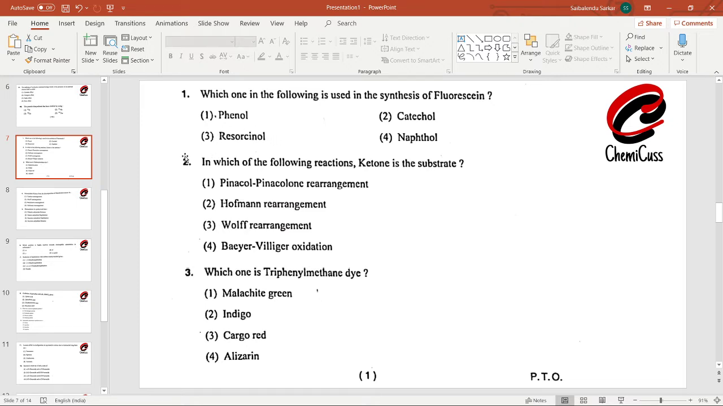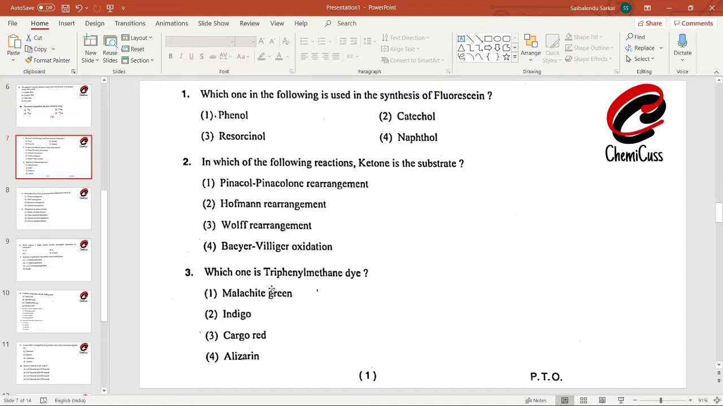Now moving on to the next one: in the following reaction, what is the substrate for Baeyer-Villiger oxidation? We know that here we use MCPBA, or meta-chloroperbenzoic acid, as our oxidizing agent, which just incorporates one oxygen next to the carbonyl group. So the starting substrate is a ketone here. For question number 2, option 4 is the correct option.